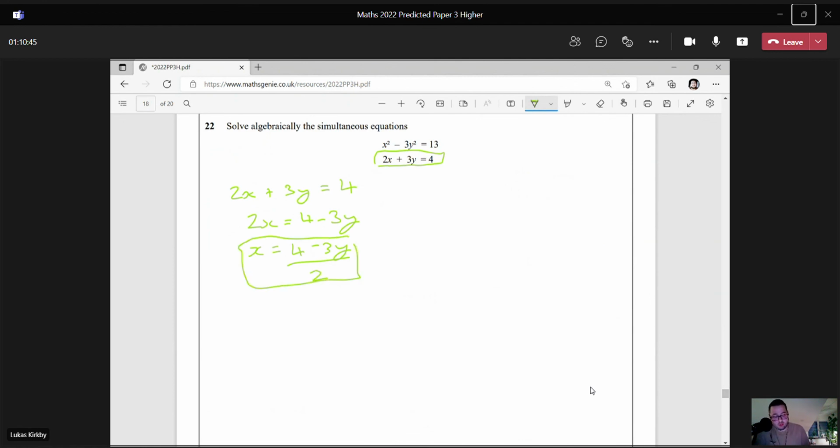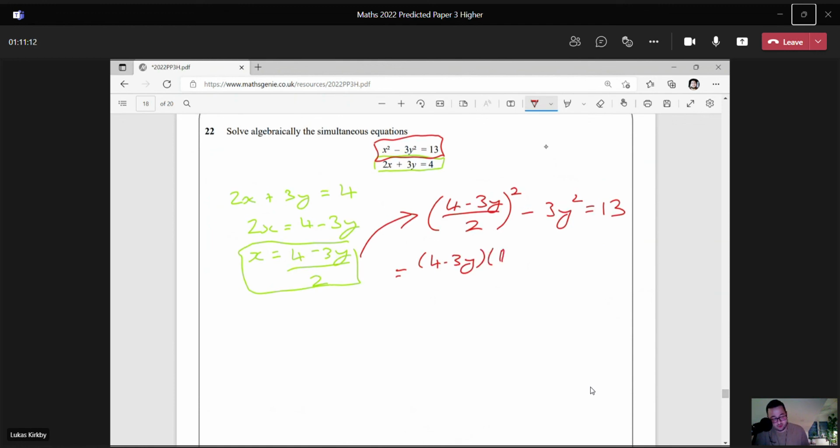Okay. Then what I want to do is shove that into the first equation, into this red one here. So x squared, well, now we know that x is (4 minus 3y) over 2, squared, minus 3y squared equals 13. Okay, well, if we square the top, let's just write it out: (4 minus 3y) times (4 minus 3y), divided by 2 squared, which is 4. Then we've still got minus 3y squared equals 13.